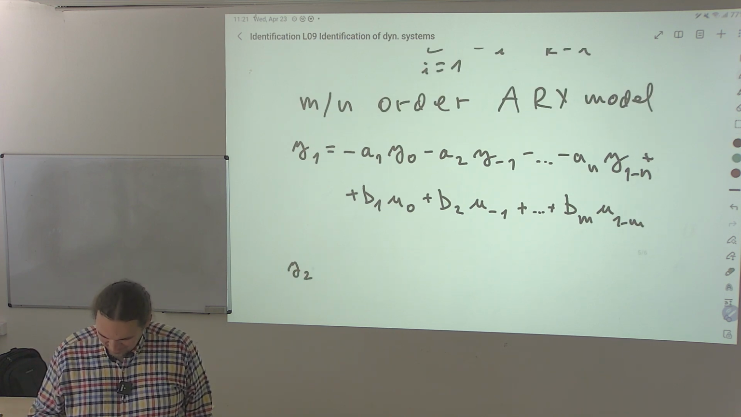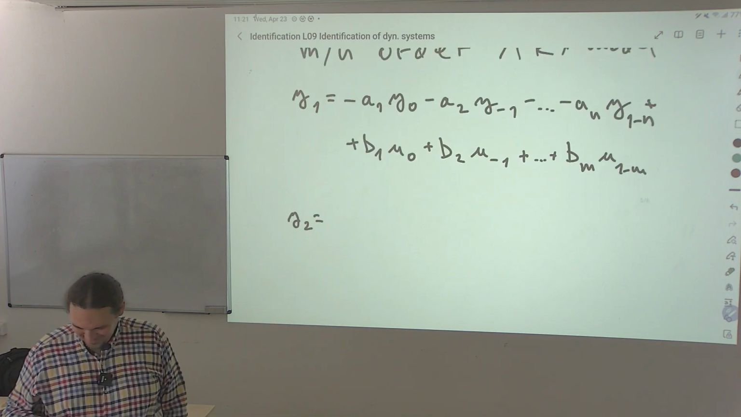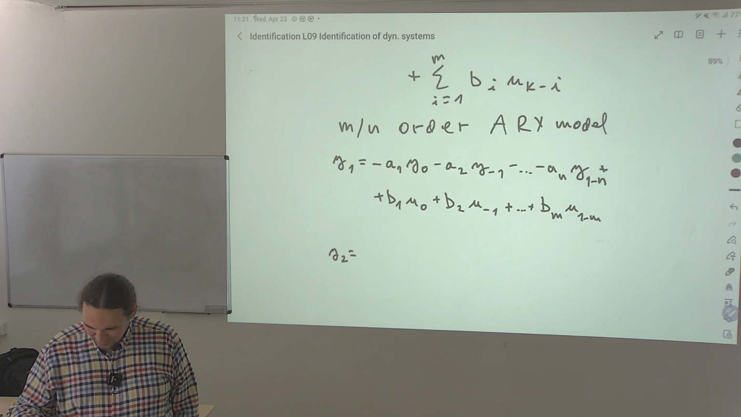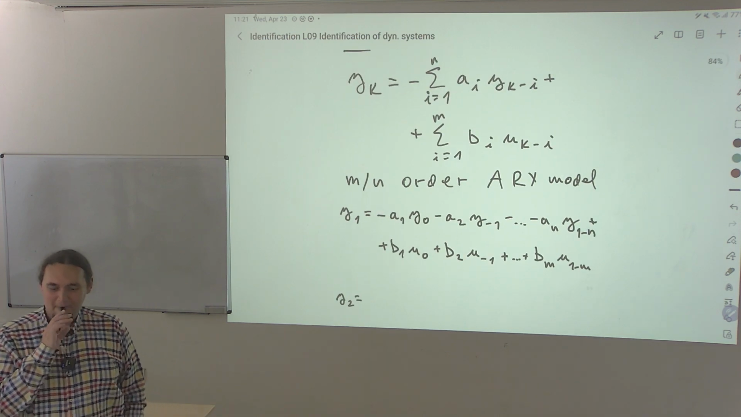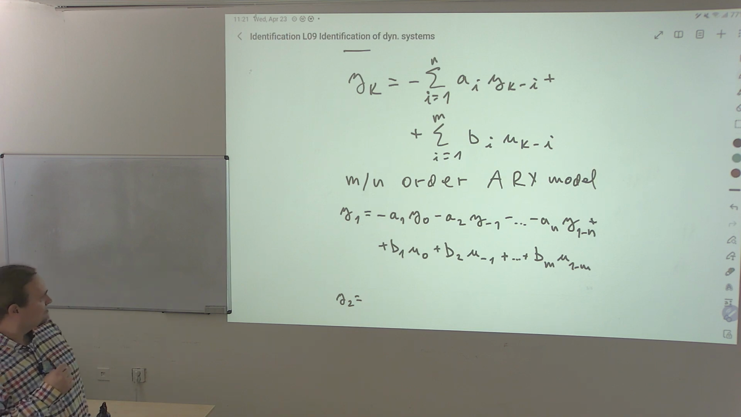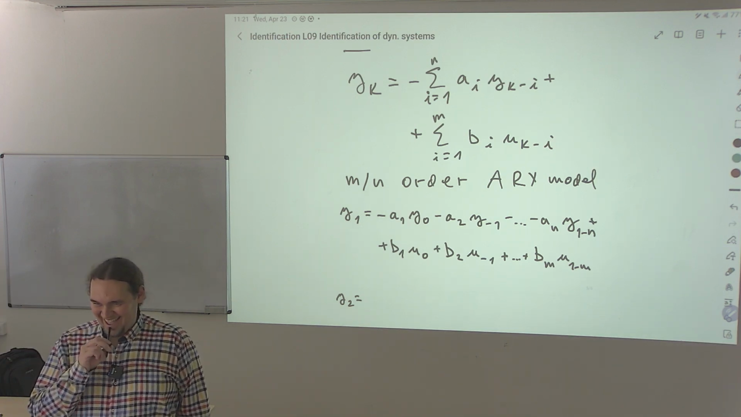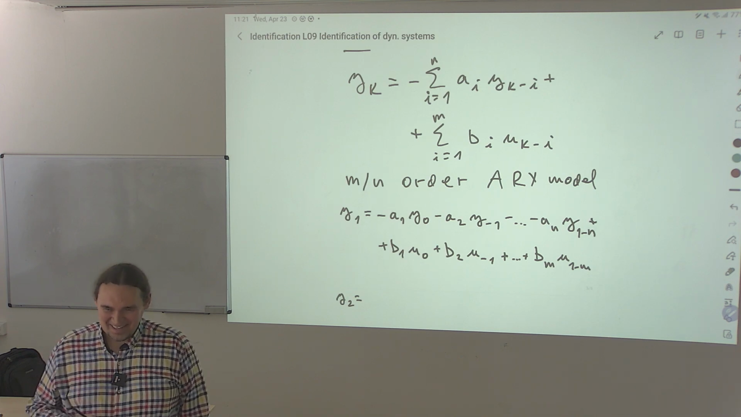Okay. Let's try y2. How would it look like? Minus... Adam is going to like it. I can see it. I can sense it.